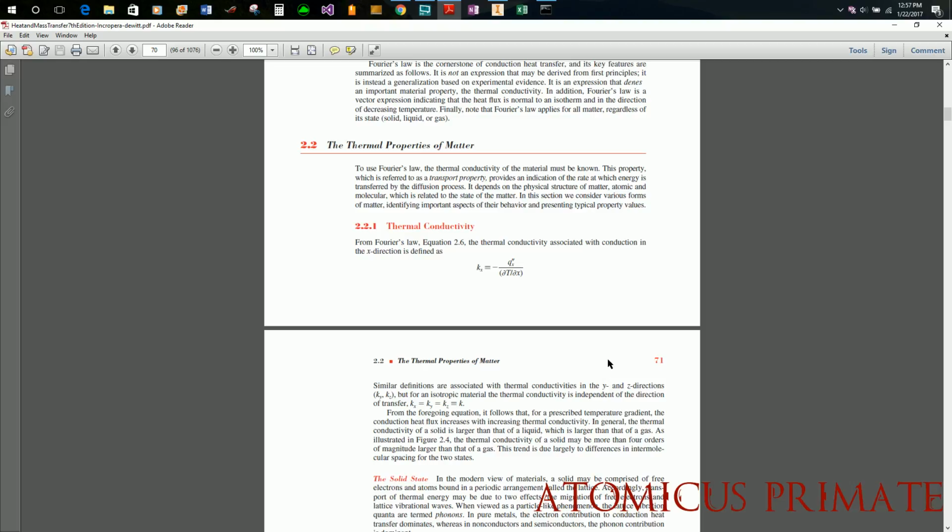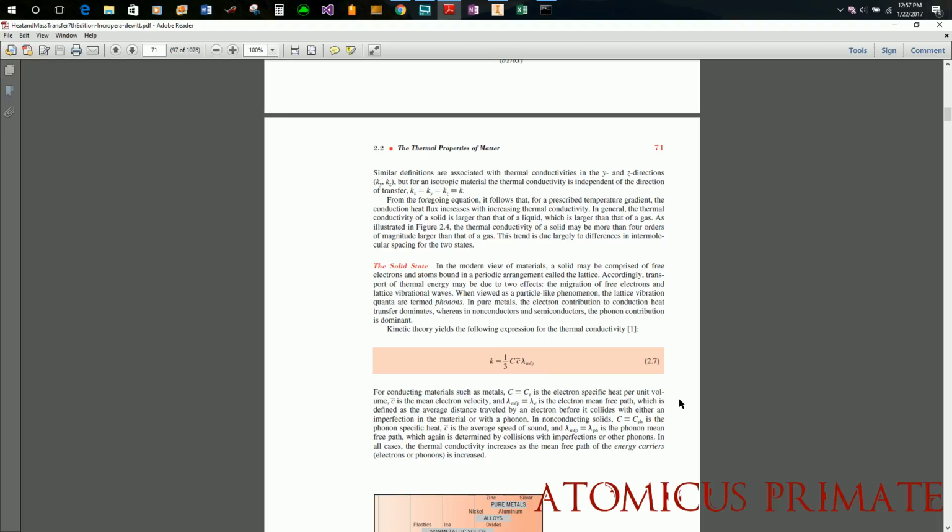2.2.1 Thermal conductivity. From Fourier's law, equation 2.6, the thermal conductivity associated with conduction in the x direction is defined as k sub x equals negative q double prime sub x over (dT/dx), or partial T partial x. Similar definitions are associated with the thermal conductivities in the y and z directions, k sub y, k sub z. But for an isotropic material, the thermal conductivity is independent of the direction of the transfer: k sub x equals k sub y equals k sub z is the definition of k.